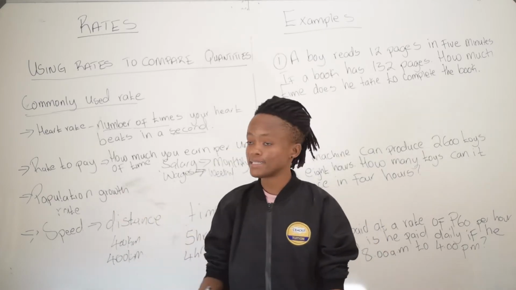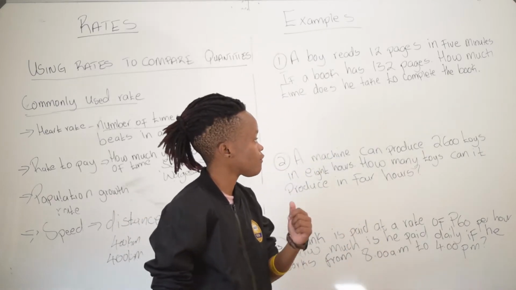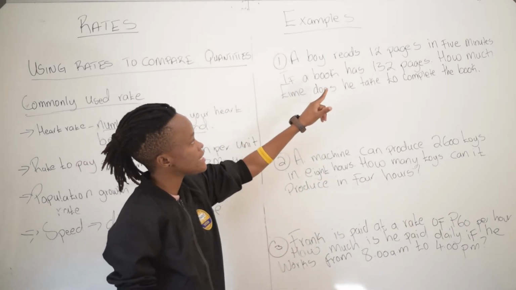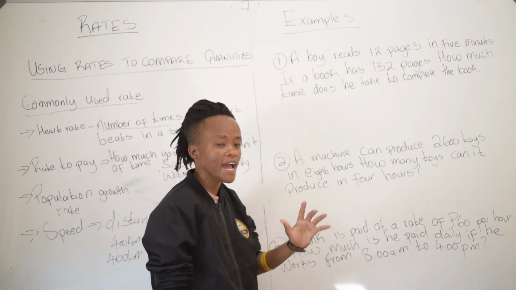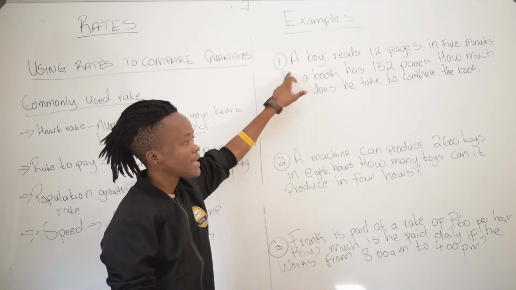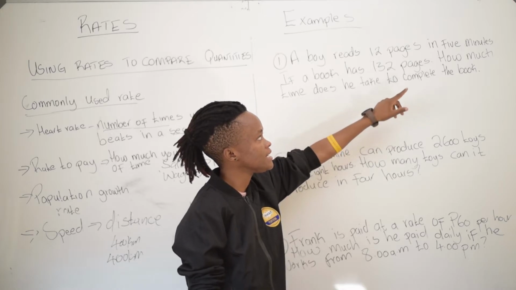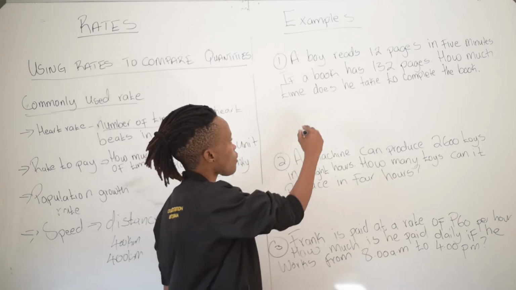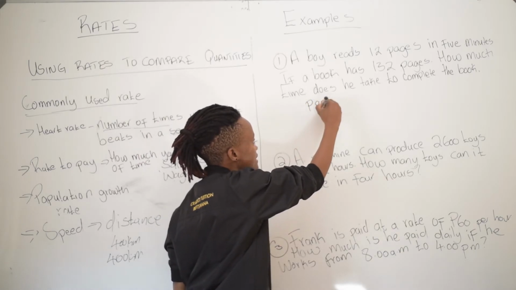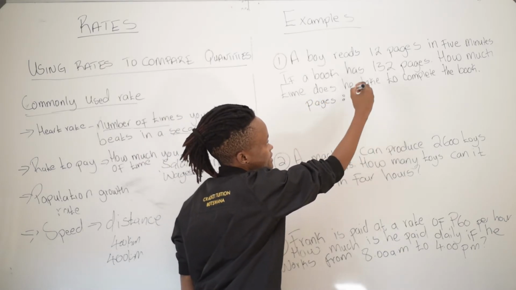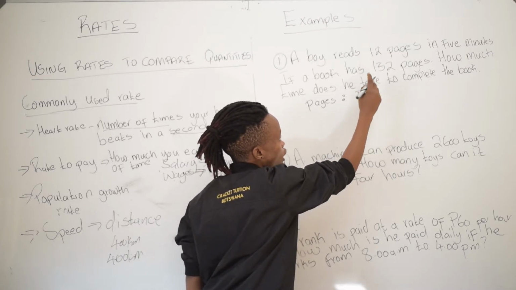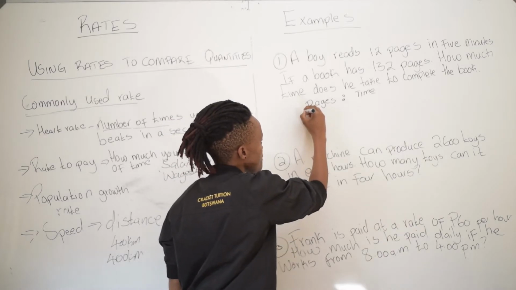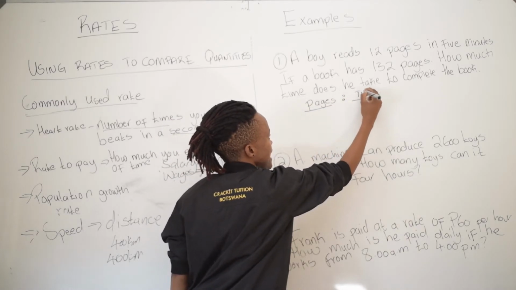So let's move on to the examples of calculation of rates. Our first example says, a boy reads 12 pages in 5 minutes. A boy reads 12 pages in 5 minutes. From the first statement, you can see that we are comparing what? Pages and time. We have 12 pages there and we have what? 5 minutes. So we are comparing pages and time.